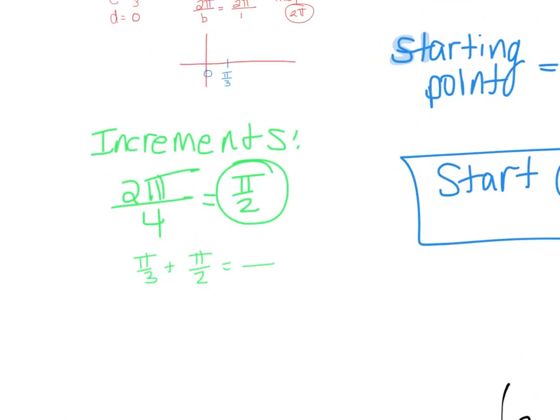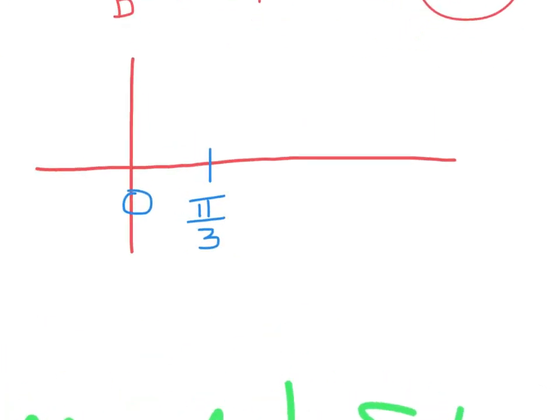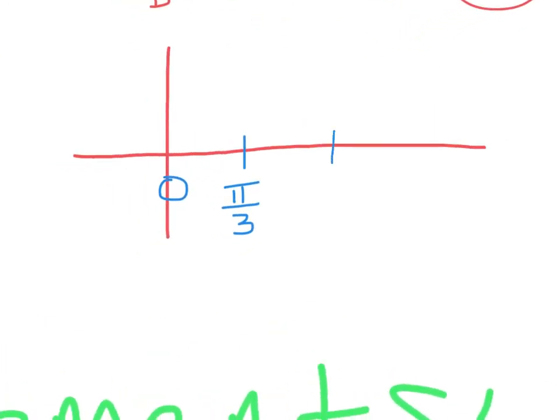So would you guys agree with me that a common denominator would be 6, correct? So if I change this to 6, I'd have to multiply by 2, so this becomes 2 pi. If I change this to 6, I've got to multiply by 3, so this becomes 3 pi. So the next tick mark right here is going to be how much? 5 pi over 3, okay? So I need another tick mark.